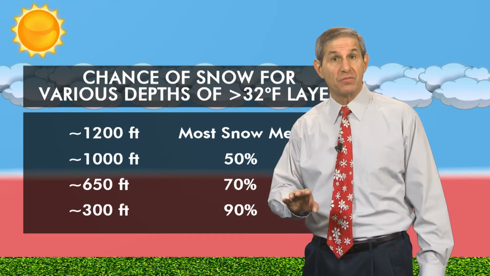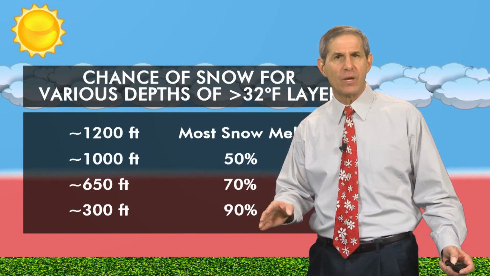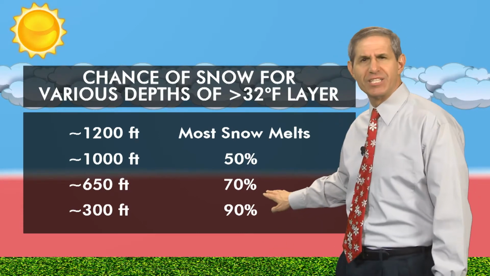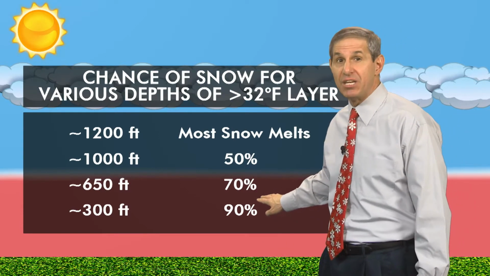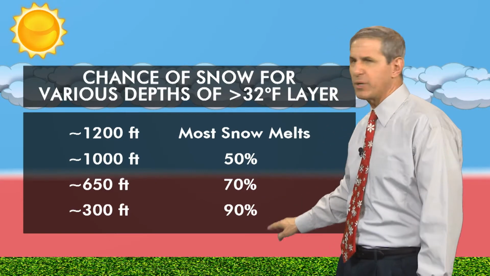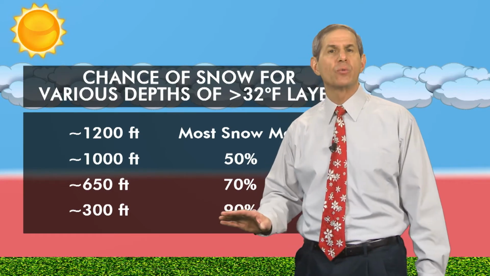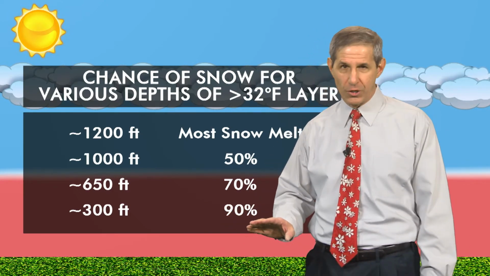If it's only about 1,000 feet thick, there's a 50-50 chance of snow getting to the surface. That goes up to 70% if the warm layer is only 600 to 700 feet thick, and up to 90% with just a 300-foot thick warm layer. As a general rule, snow rarely reaches the ground with surface temperatures above 40.